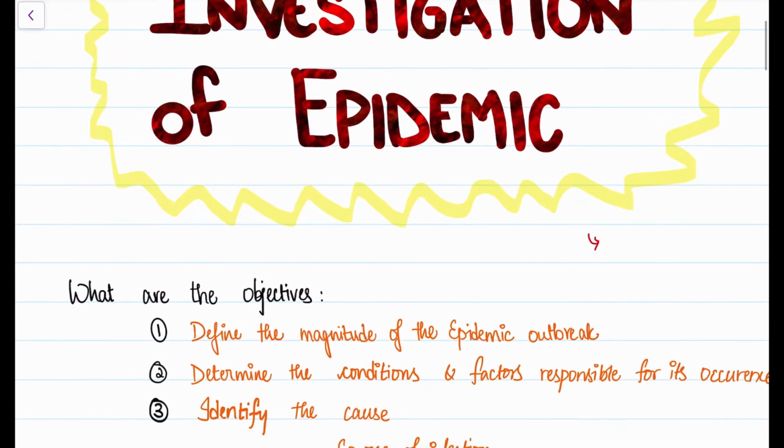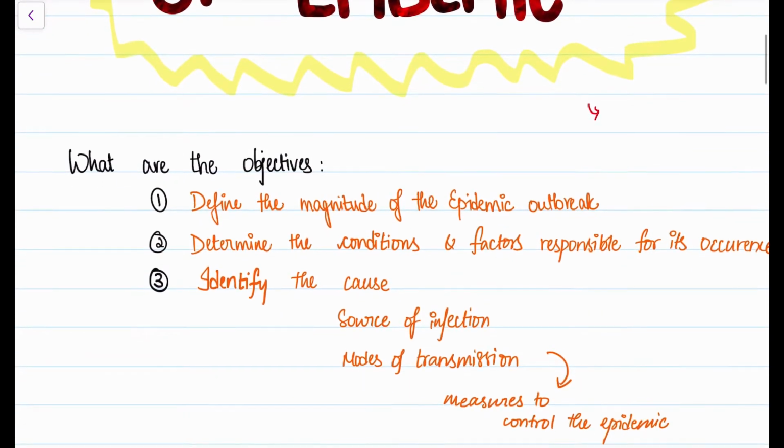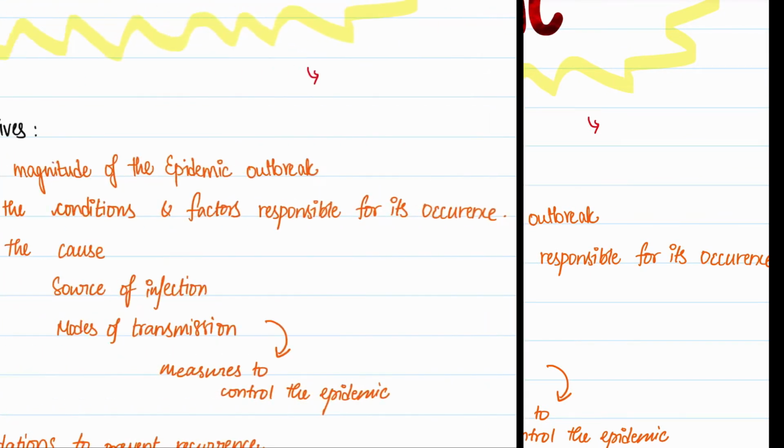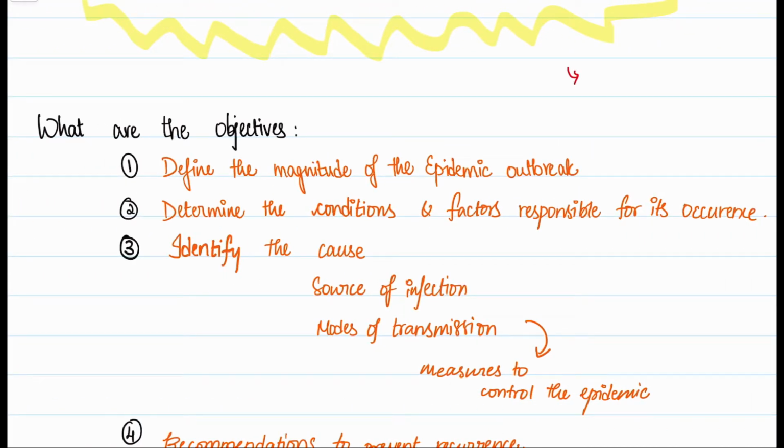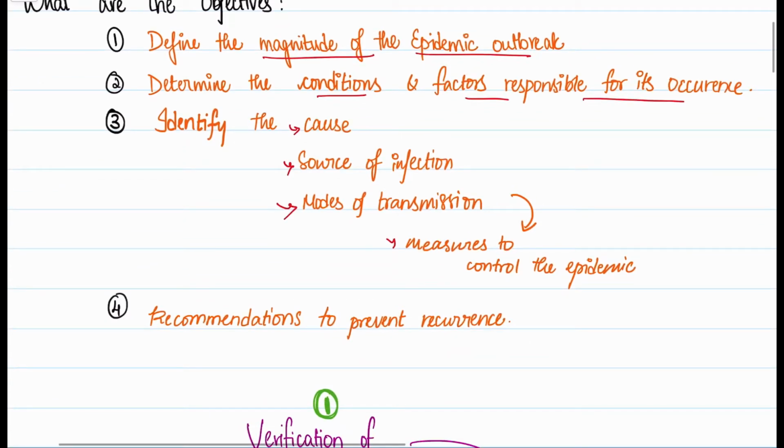So, what are the investigations that we do for an epidemic? Before knowing that, let's know what the objectives of investigating an epidemic are. The first is to define the magnitude of the epidemic, how big or small it is. Then to determine the conditions and factors responsible for its occurrence, like which conditions led to the epidemic. Then identify the cause, the source of infection, and the modes of transmission. This information is useful for finding out the measures to control the epidemic, then recommendations to prevent its recurrence. So these are the objectives.